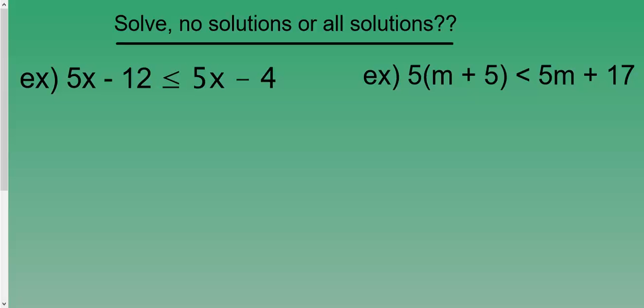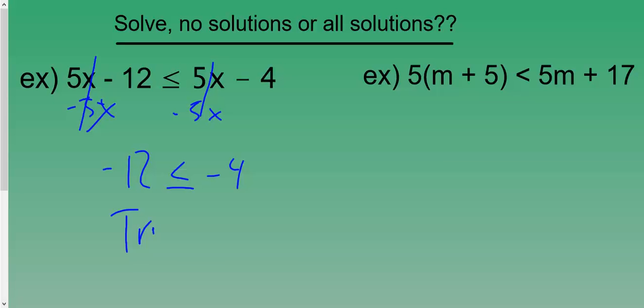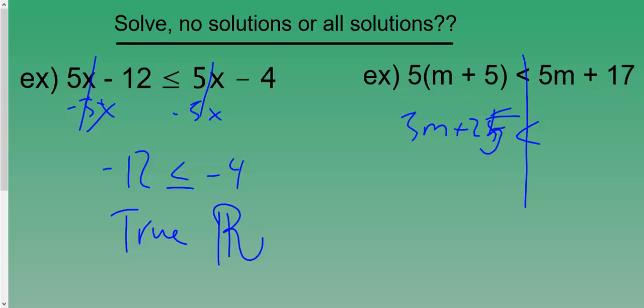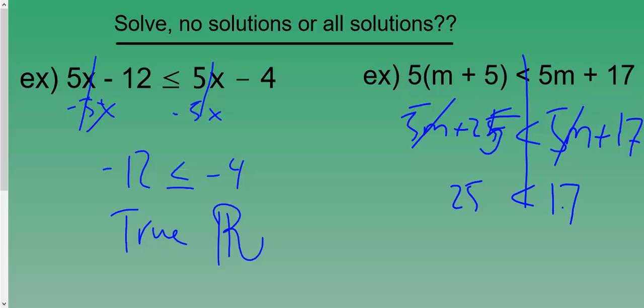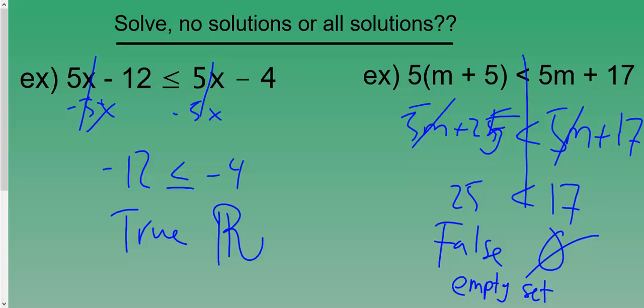Alright, and these problems are the same, so I'm gonna skip these for the sake of time. I can do them, they're really quick. We'll just subtract 5x really quickly, get rid of that, get rid of that. Negative 12 is less than or equal to negative 4. That's true. So all reals. Distribute here, you get 5m plus 25 is less than 5m plus 17. And subtract the 5m's on both sides, get rid of those. We have 25 is less than 17. That is false. Empty set, no solution. This means empty set, by the way, aka no solution.